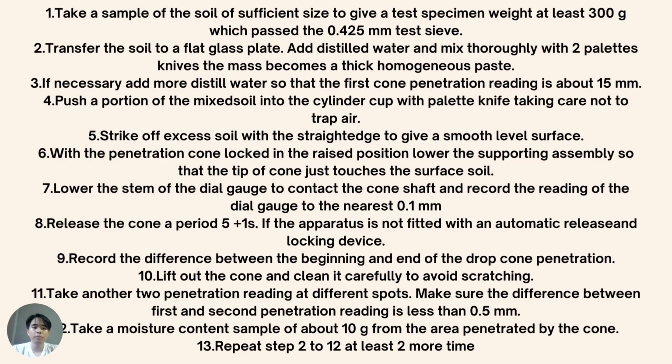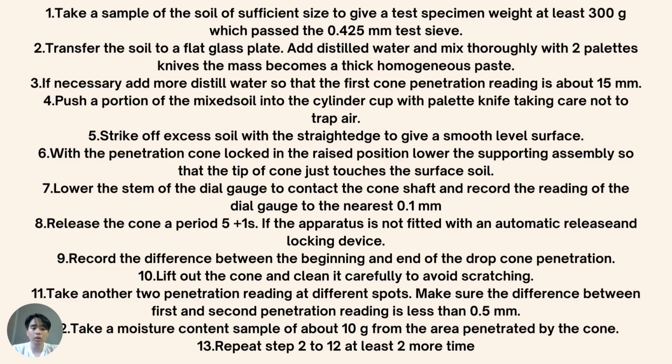Fourth, push a portion of the mixed soil into the cylinder cup with a palette knife, taking care not to trap air. Fifth, strike off excess soil with the straight edge to give a smooth level surface. Sixth, with the penetration cone locked in the raised position, lower the supporting assembly so that the tip of the cone just touches the surface of the soil. Seventh, lower the stem of the dial gauge to contact the cone shaft and record the reading of the dial gauge to the nearest 0.1 mm.